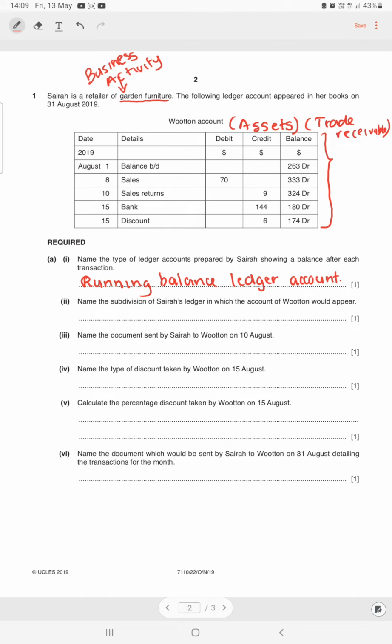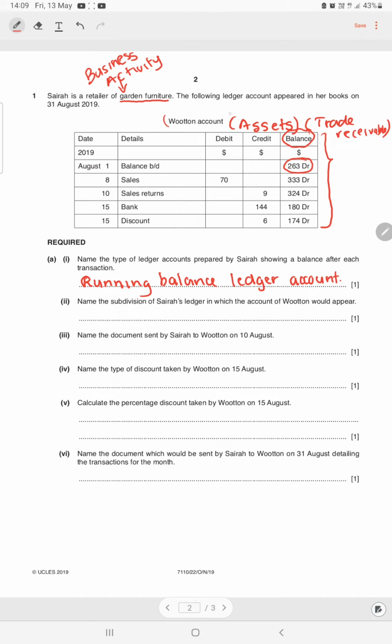So instead of that, a concept that has been put into practice by computerized accounting is running balance ledger accounts. And the difference between a running balance ledger account and a traditional ledger account is, a running balance ledger account, even though prepared manually, is prepared in such a way where we get the closing balance of the account after every transaction. Okay, so as you can see, the closing balance in the first of the month of August was $263 on the debit side.